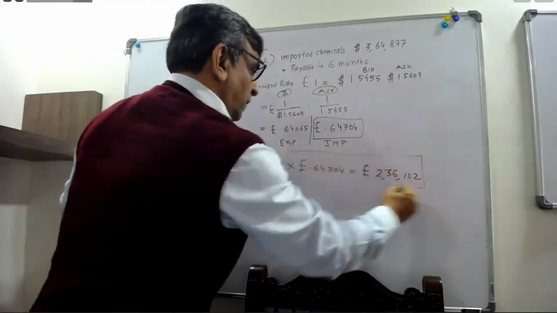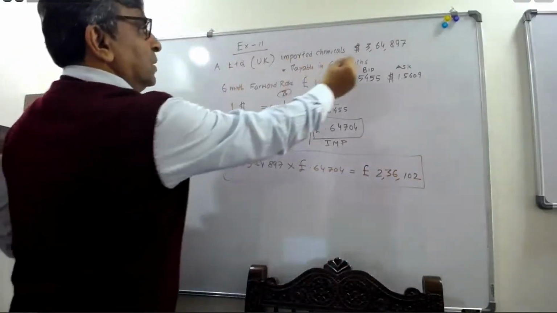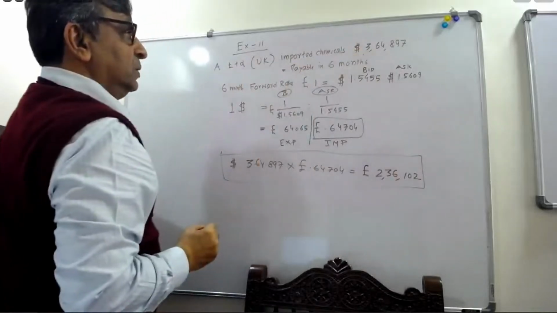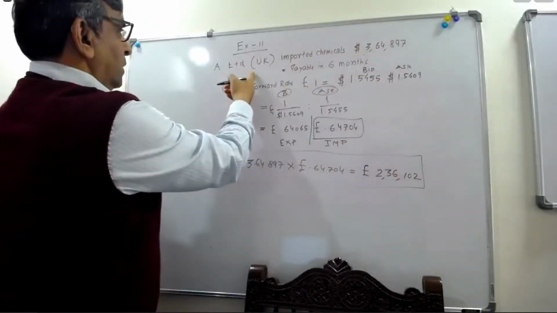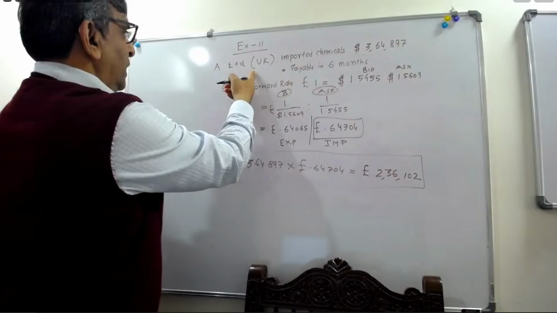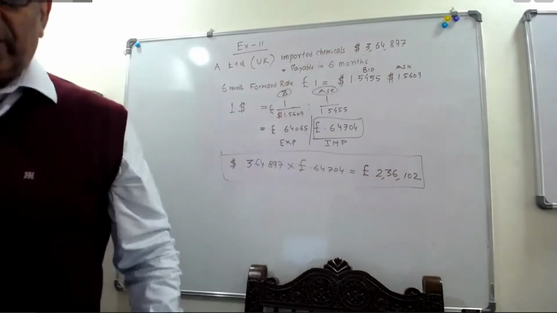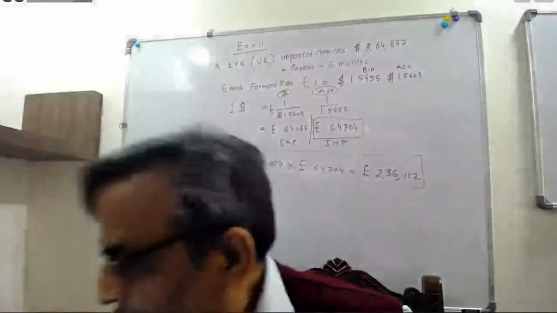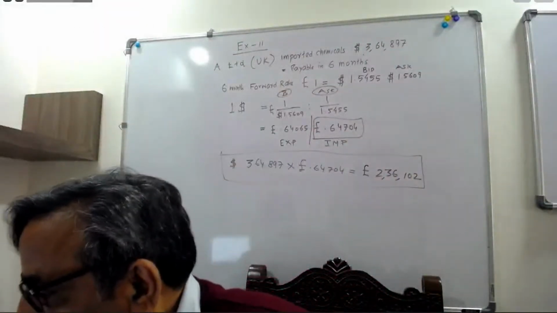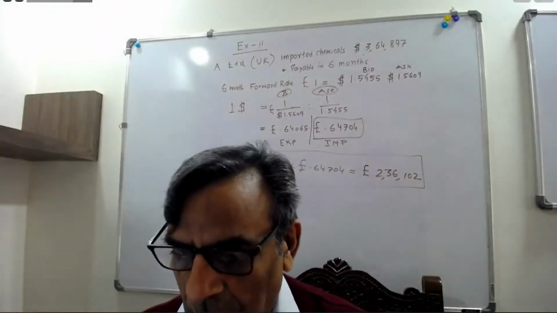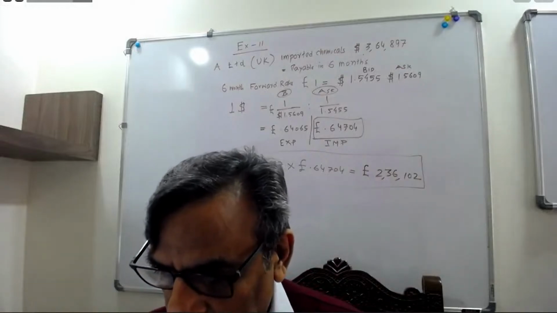If you take a forward cover, that means you have to pay $3,64,000, but you are in England. Now the money market cover, so let's understand that. Let me just share my screen again.